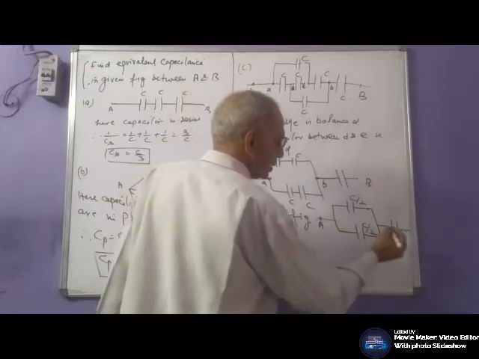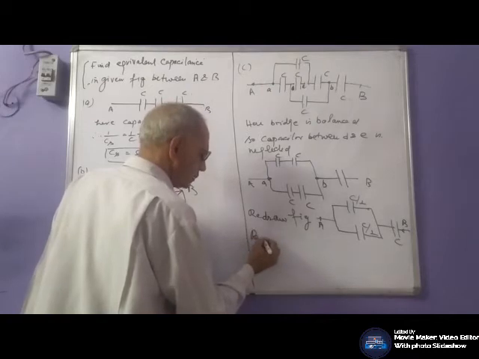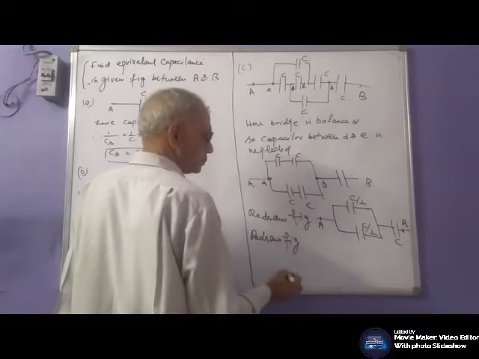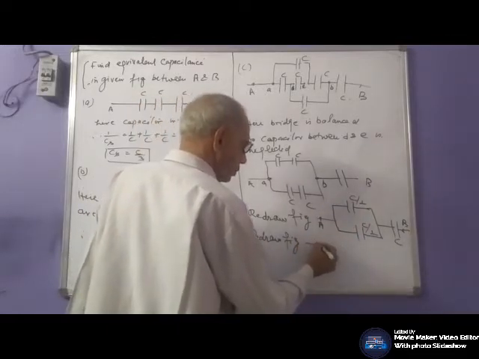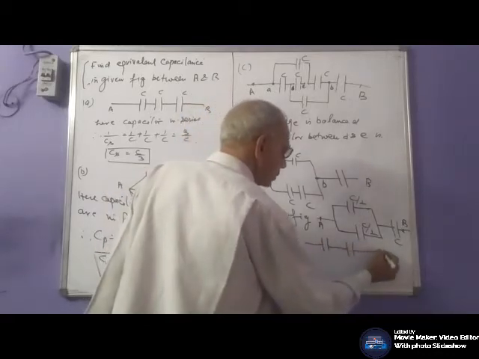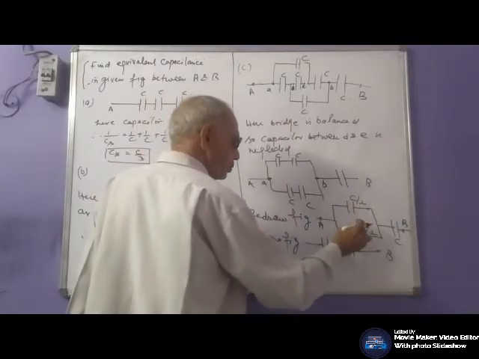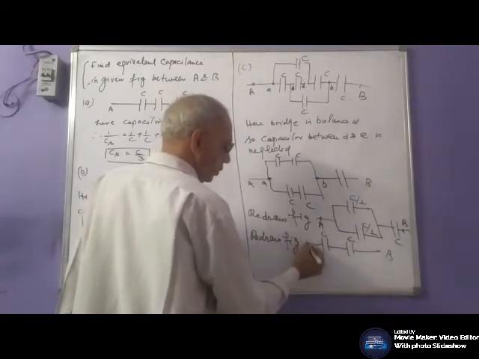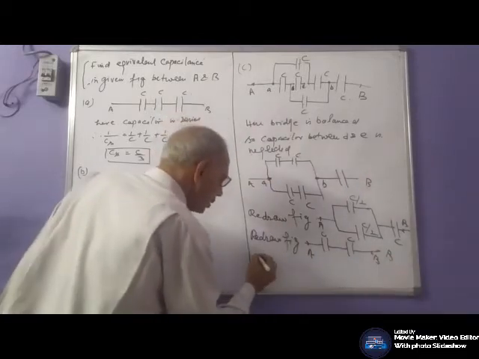This is A. This is B. Redraw the figure. These are in parallel. So this will be, this is capital B. Parallel, so C by 2 plus C/2 is C. And this is C. This is A point. This is B point.